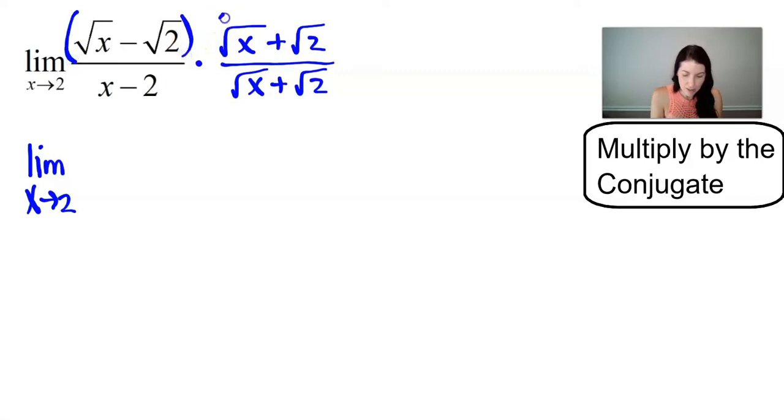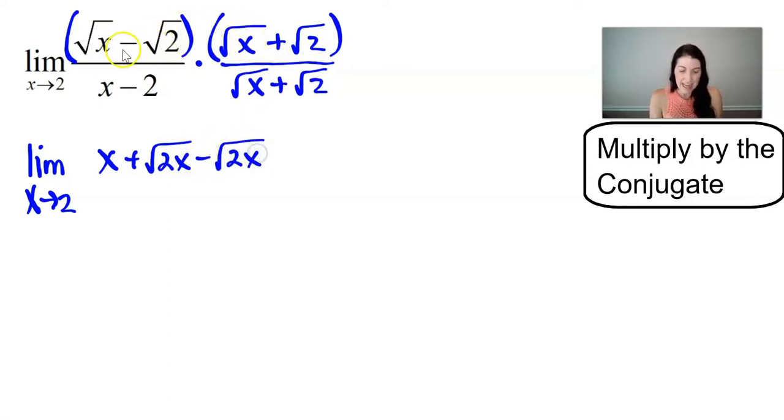So here I'm going to put these in parentheses to remind myself that I am distributing. Root x times root x is x. Root x times root 2 is a positive root 2x. Negative root 2 times root x is a minus root 2x. And negative root 2 times positive root 2 is a negative 2.